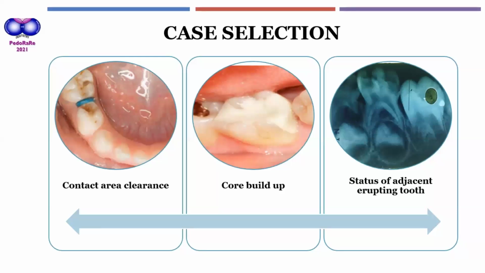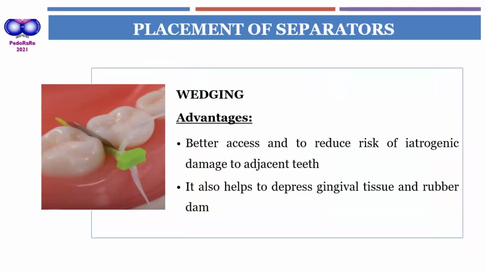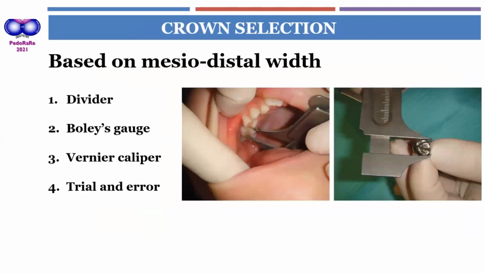The status of adjacent erupting teeth also should be considered, especially when you prepare. Now, placement of separators, as I mentioned, is always good, because you get a gap between the tooth which has to be cut and the adjacent tooth. So it automatically gives you better access and reduces the risk of iatrogenic damage to the adjacent tooth. It also helps to depress the gingival tissue and the rubber dam. So these are some advantages when you do it.